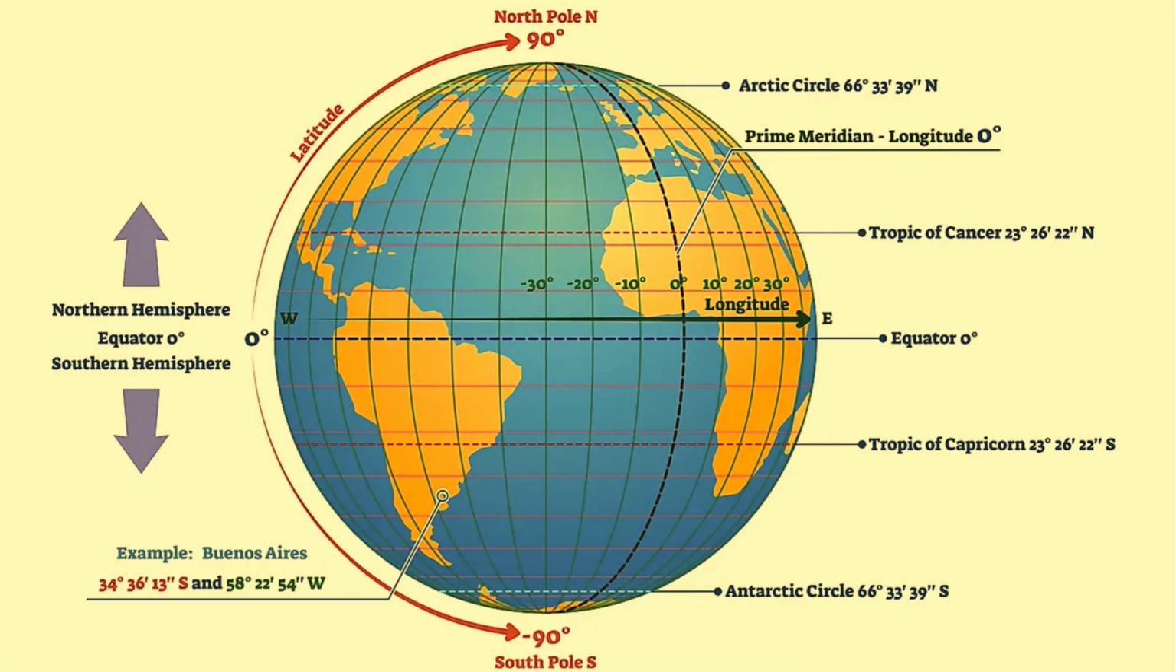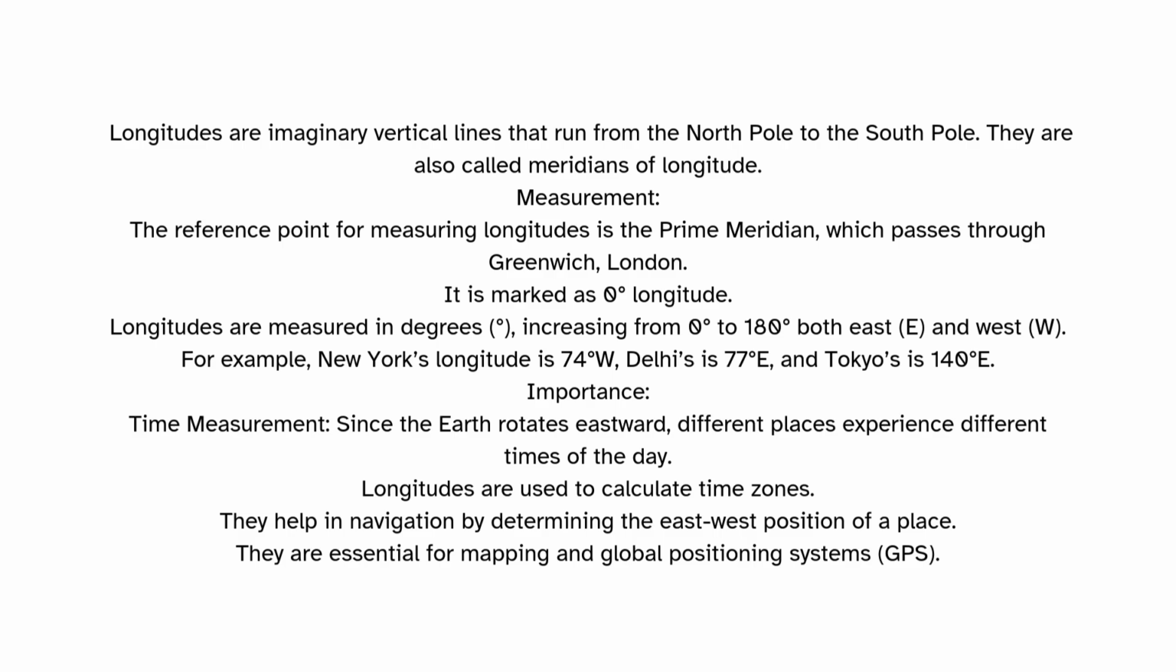For example, New York's longitude is 74 degree west and Delhi is 77 degree east, whereas Tokyo is 140 degree east. The importance: the time measurement. Since the Earth rotates eastward, different places experience different times of the day, and longitudes are used to calculate time zones. They help in navigation by determining the east-west position of a place.